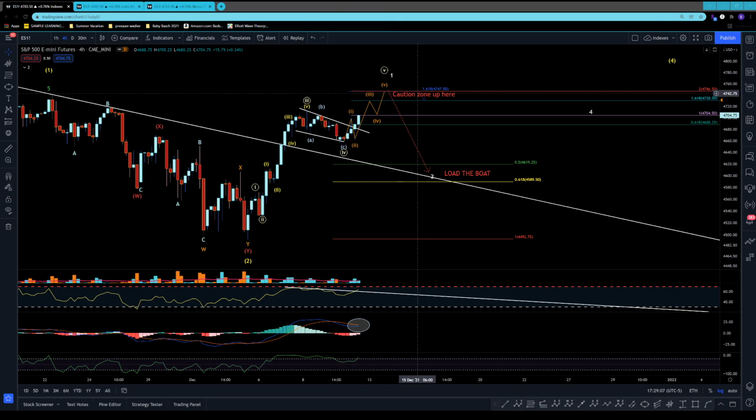But I'm calling this the caution zone, where depending on when our wave three ends, that's where we're going to try to make our exit. I don't know if I'll be waiting for the move up for five or not, and then I'll just be looking to load the boat on the way back down. So now I'm calling this the load the boat area, because that's going to be my wave two pullback zone.